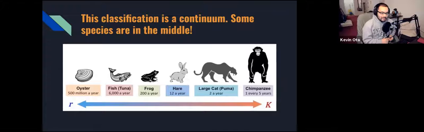On a side note, this is not a black and white-ish topic. This is on a scale. So some organisms are more R, some organisms are more K. On the far side of the K, we have humans, chimpanzees, and primates like that. On the R side, we have oysters. They're making 500 million offspring every year. And somewhere in the middle, you have things like frogs and hares. They have more offspring than we do, but sometimes they also take care of them, and it's not as many as the oyster.